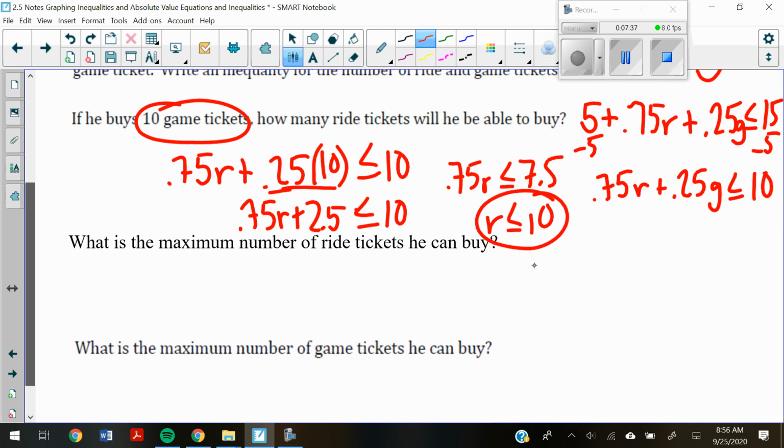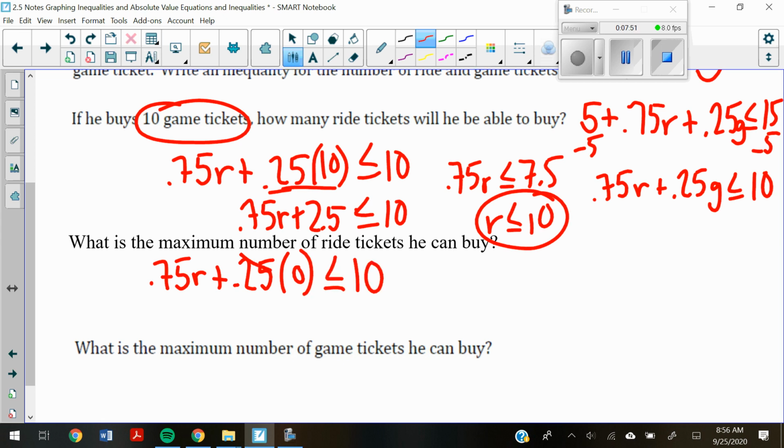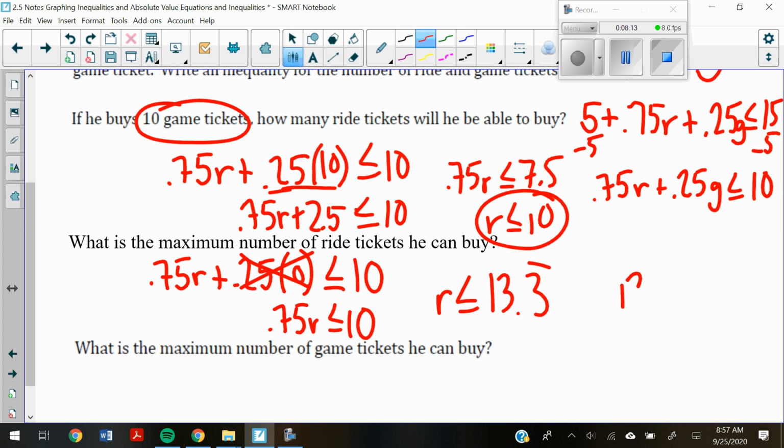What's the maximum number of ride tickets he can buy? So we're going to assume that he is going to do no games then. So 0.75R plus 0.25 times 0 because he's not going to do any games. So this term cancels. So we have 0.75R is less than or equal to 10. All right, so take 10 and divide it by 0.75, and we get R is less than or equal to 13.3 repeating. Well, you can't ride a third of a ride, so the maximum number he can ride is 13. He can't ride more than that. He's going to have a little extra money, though.